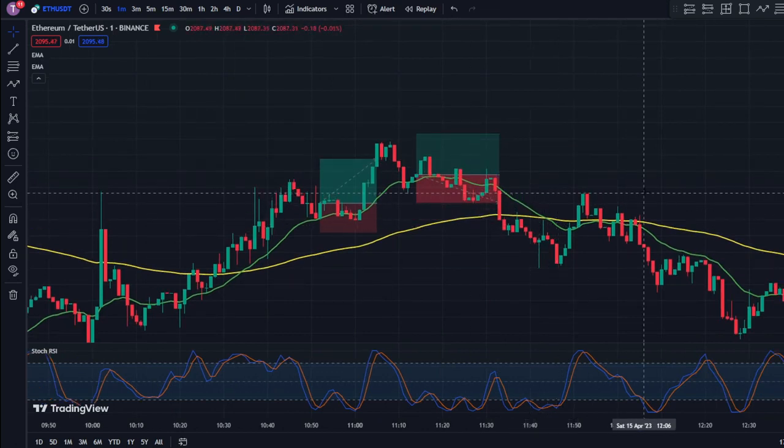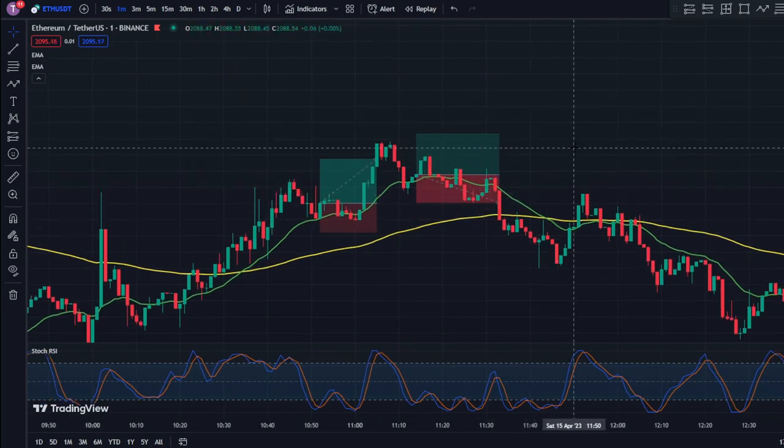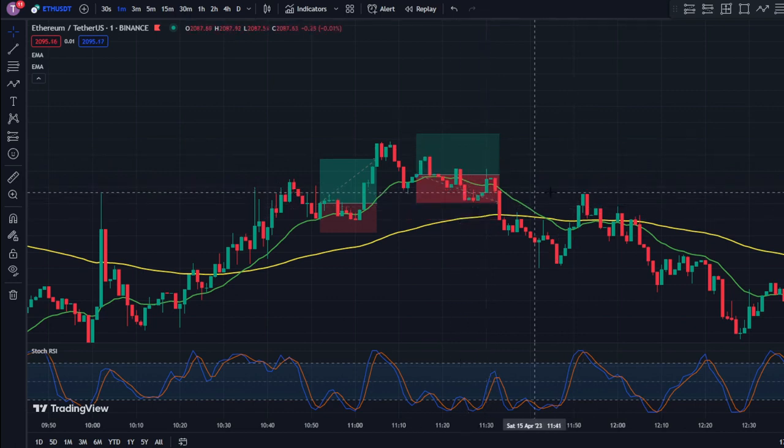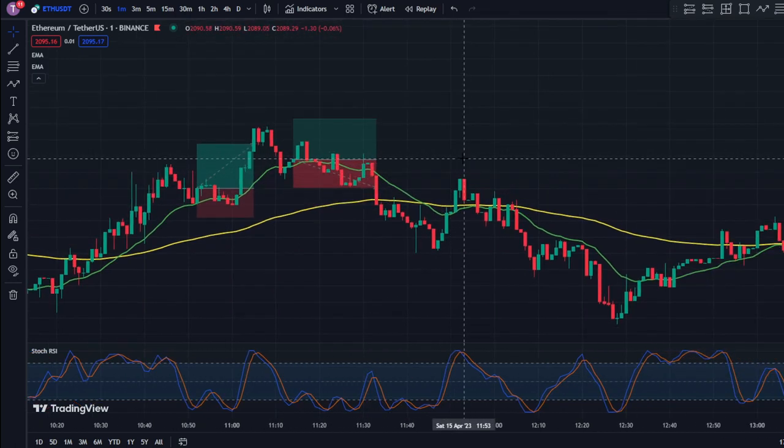I'm going to be very transparent about how I take my trades. As long as it is a loss, it is a loss. I'm not going to cherry pick any trades. Now I'm going to show you how to take short positions.